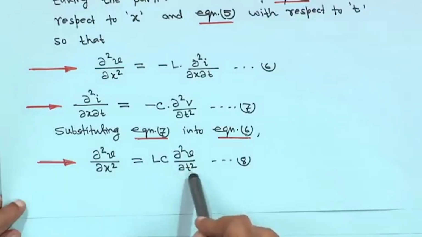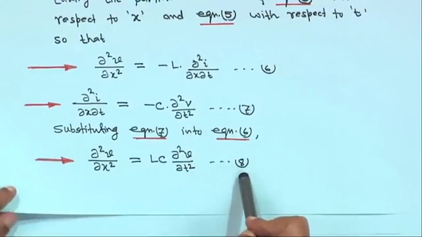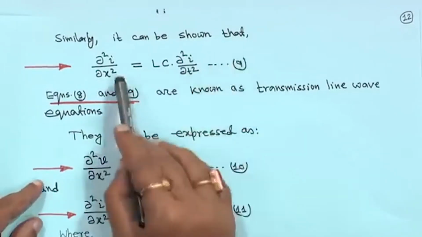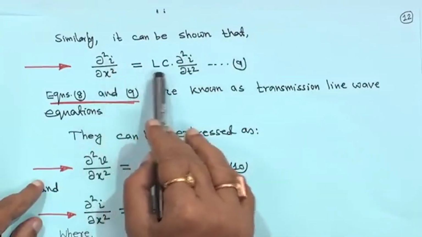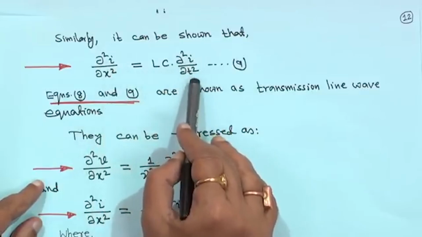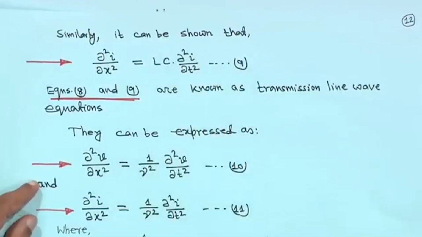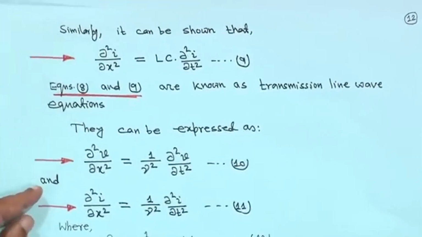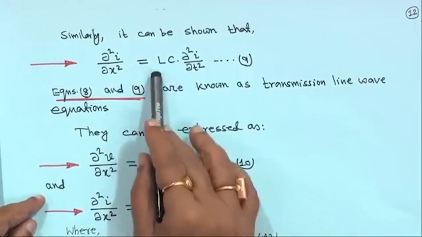So, del square V del x square is equal to L C del square V del t square, this is equation 8, right. Similarly, you will do it, I will not do it for you, I have done it for you here only. Similarly, you can show that del square I del x square is equal to L C del square I del t square. The other two equations are there also; you take the derivative in a similar way and try to establish this one.